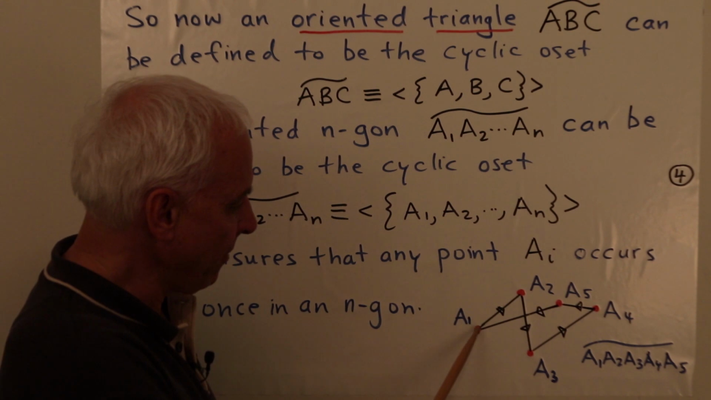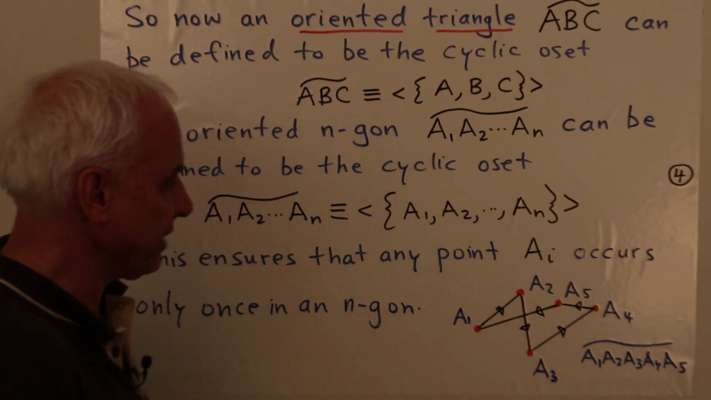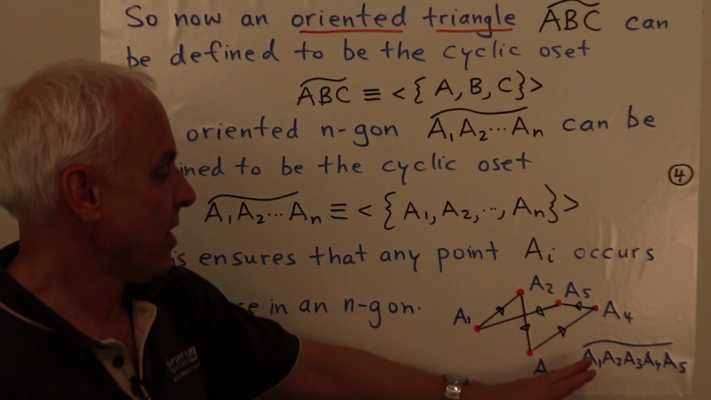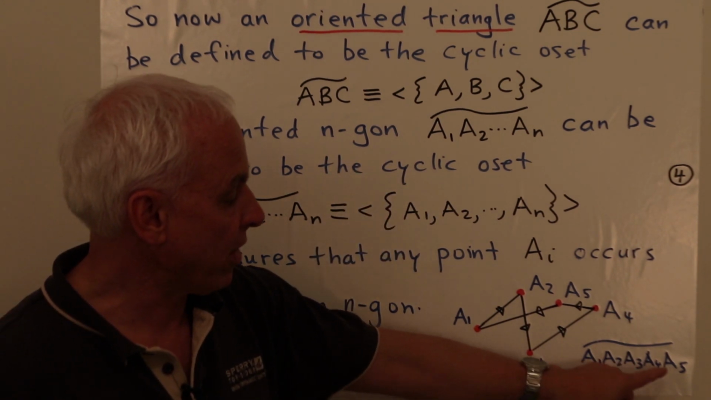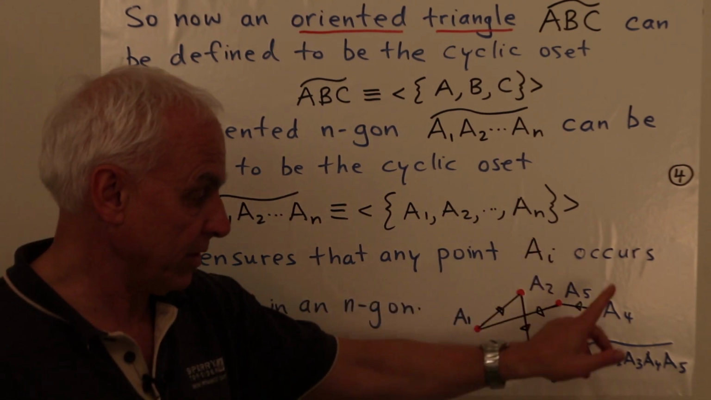So here's an example, A1, A2, A3, A4, A5, and then back to A1. That would be an example of a picture of the n-gon, the oriented n-gon, A1, A2, A3, A4, A5 tilde, which is the cyclic oset A1, A2, A3, A4, A5.